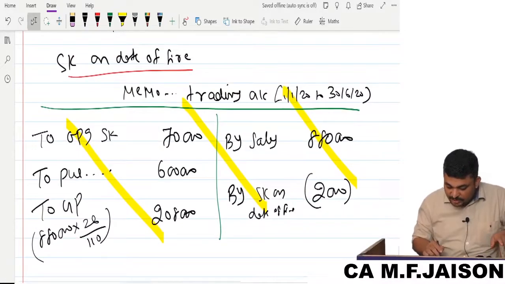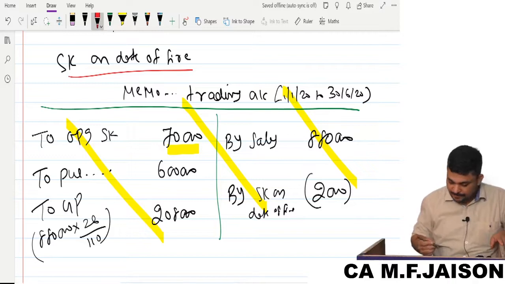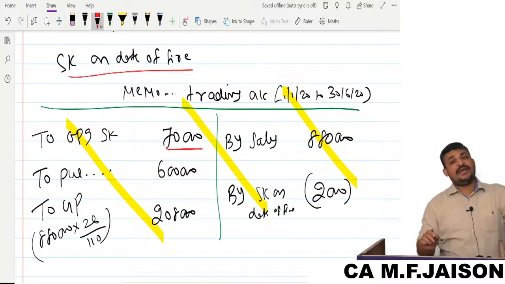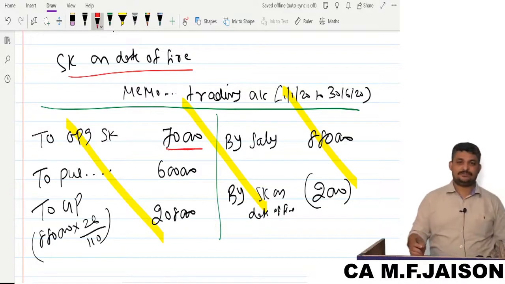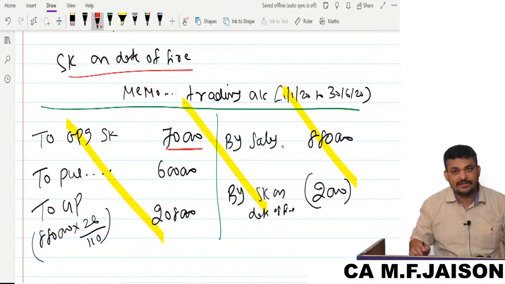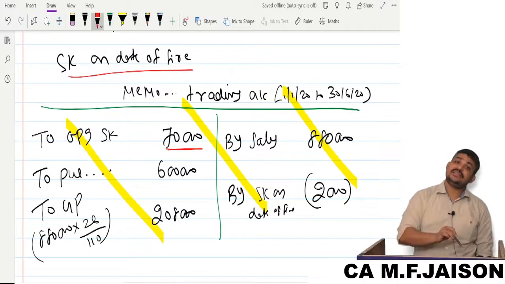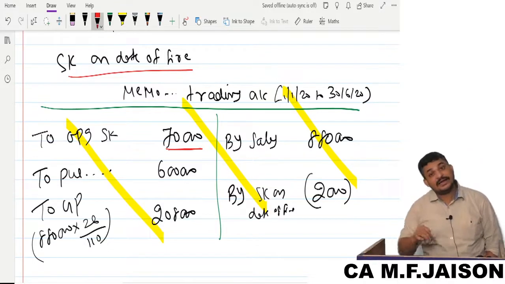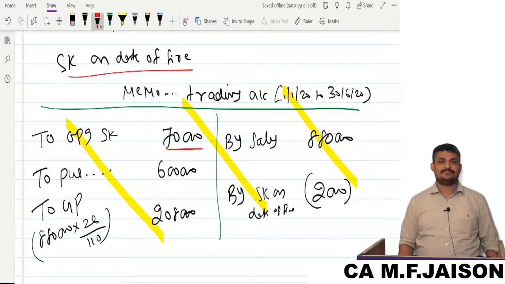This opening stock was purchased when? 2019, at a 2019 price. But even this goods would have been sold in the current year. At which price? Previous year selling price or current year selling price? Current year selling price. So that has a different margin.